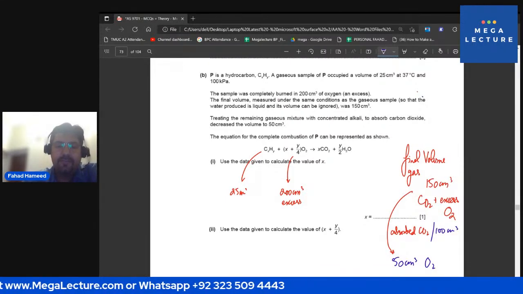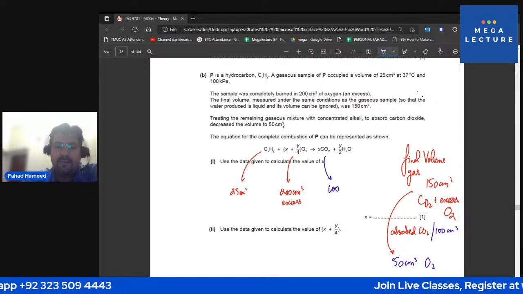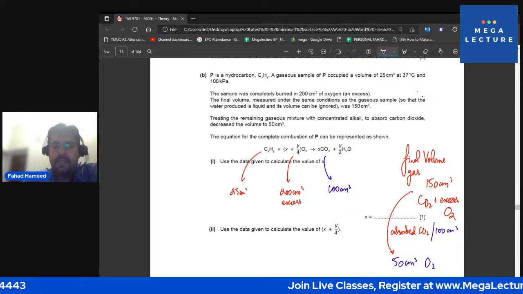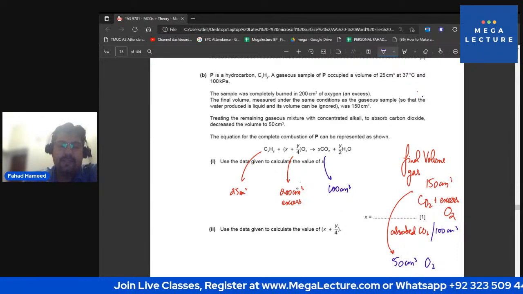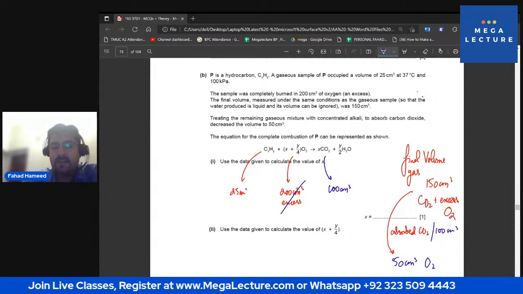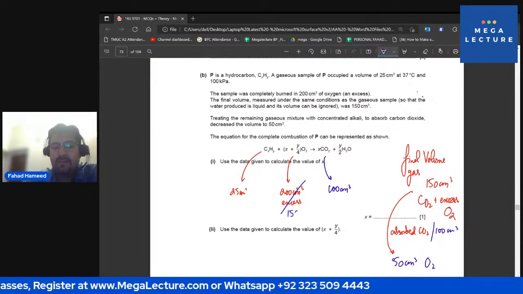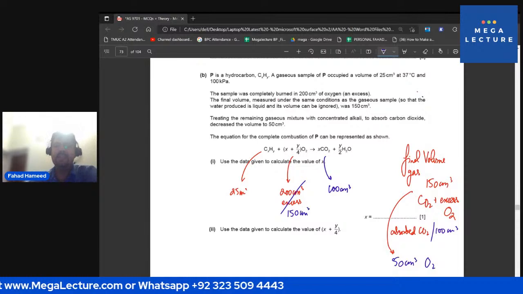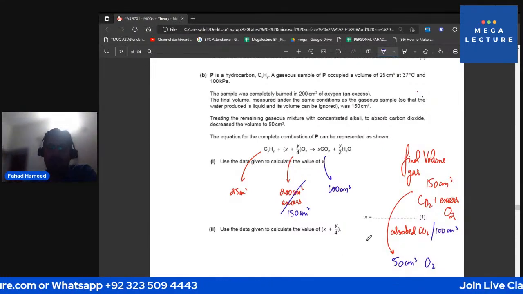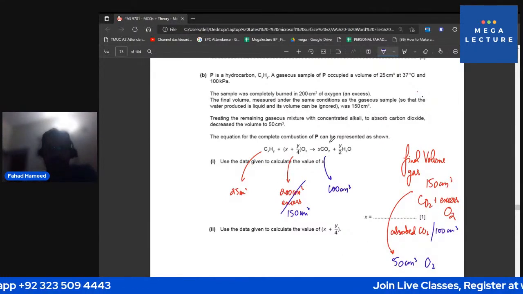So the amount of carbon dioxide is going to be 100 cm cube, and there's going to be 50 cm cube of leftover O2. So that means the amount of oxygen that actually got used up was 150, because at the end you still have 50 cm cube that's left, that is unreacted. So I've figured this out.